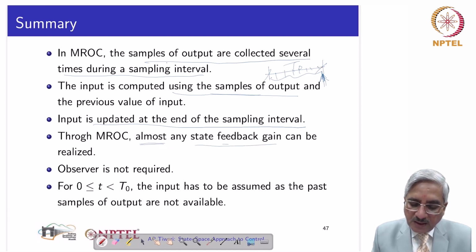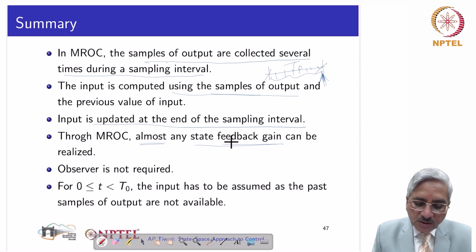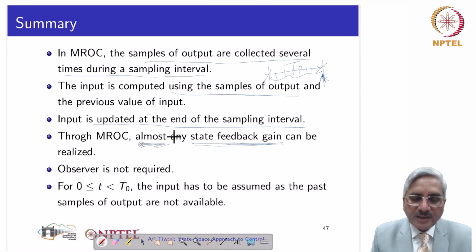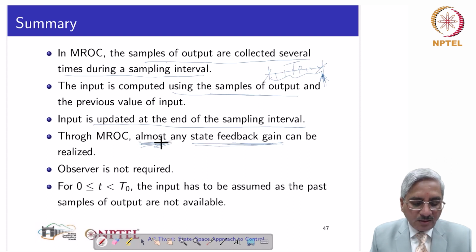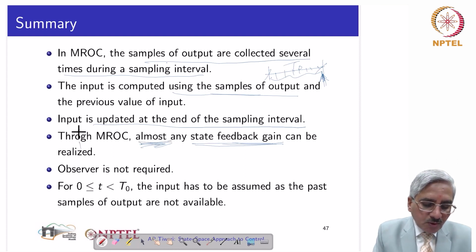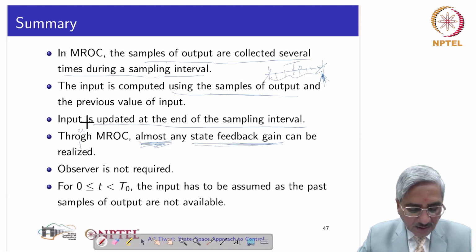Now, almost any state feedback gain can be realized, because we saw that sometimes for some state feedback gains, if M is not having stability, then we need to change F and we need to obtain M which will have stability. So most of the time the state feedback gain will be realized. However, sometimes it may happen that the state feedback gain may not get realized. That is why this almost. So most of the time through the MROC, the state feedback gain can be realized.